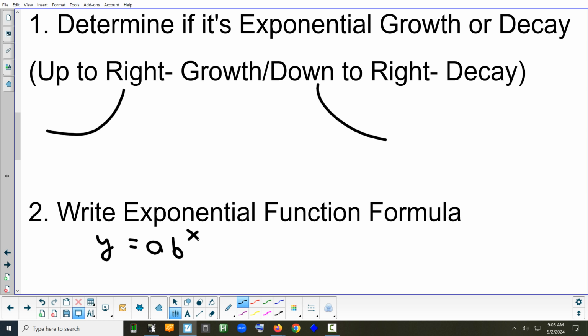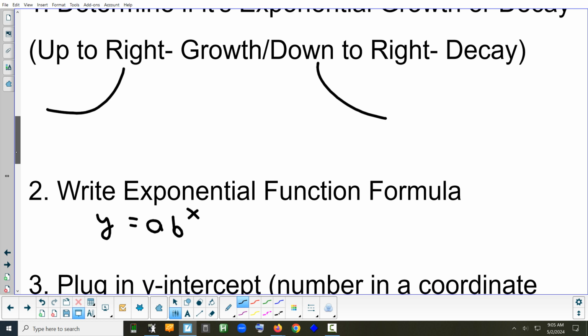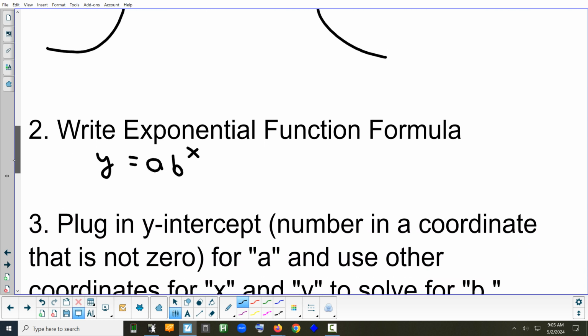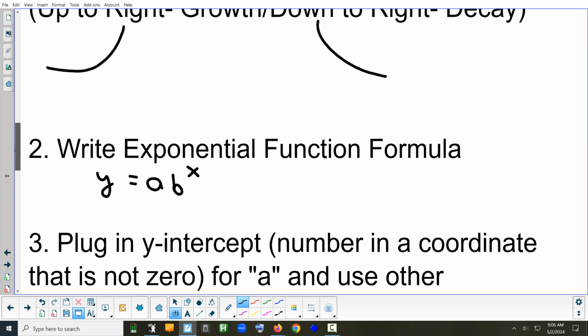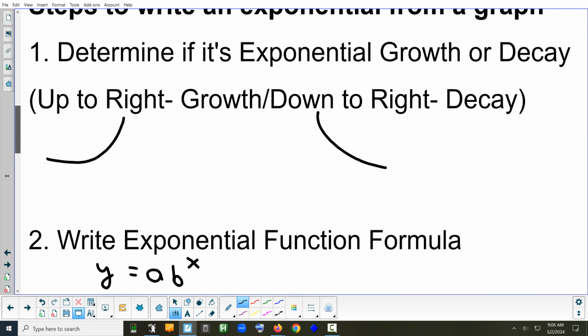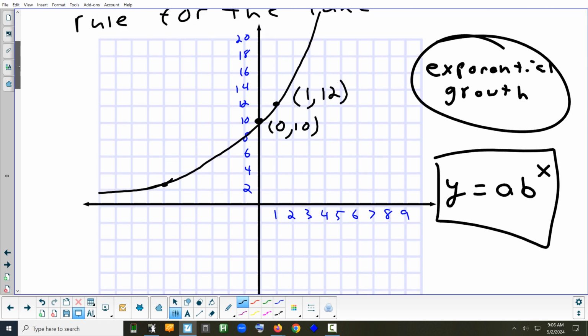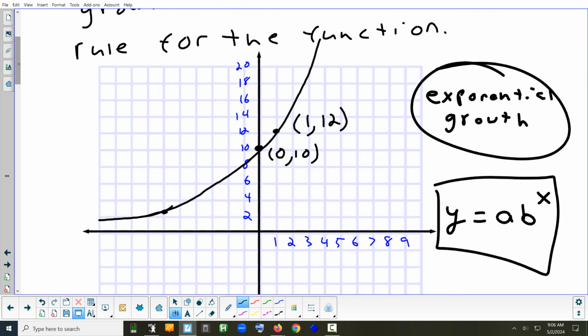What are the two letters we have to solve for? A and B. Solve for the A and the B, and that's what we're going to do in step 3. It says plug in the y-intercept. That's your A value. Let me go back up to the graph for a second. What's the coordinate of the y-intercept in that graph? 0, 10. Yep.